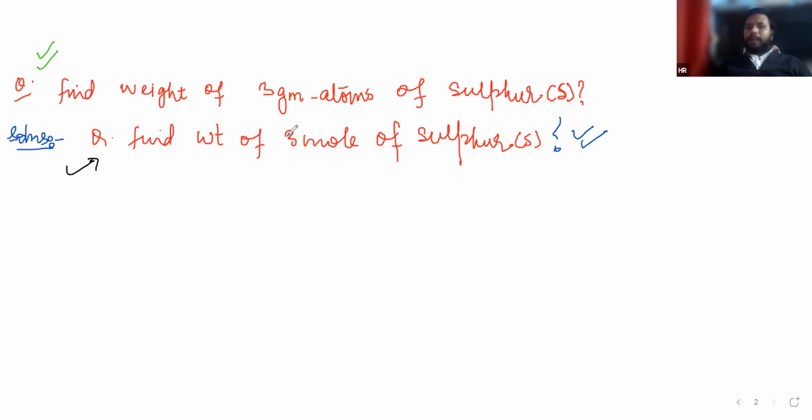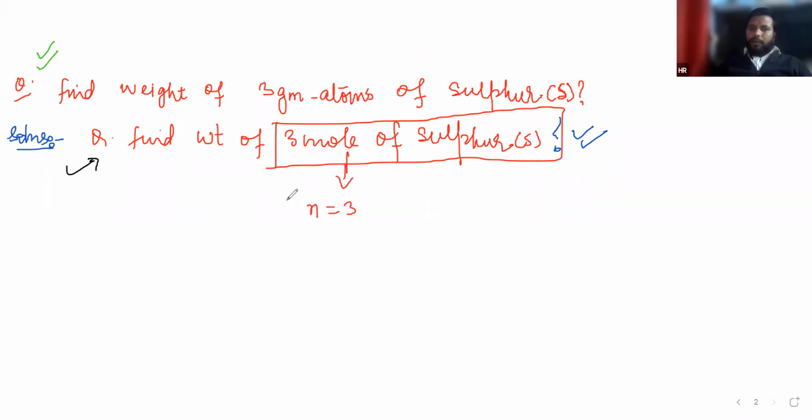Find the weight of 3 mole of sulfur. What is given is the number of moles. We know the formula: number of moles is equal to given mass upon molar mass. Why am I using this formula? Because here we have to calculate the weight or mass. So we know the number of moles is given, 3.